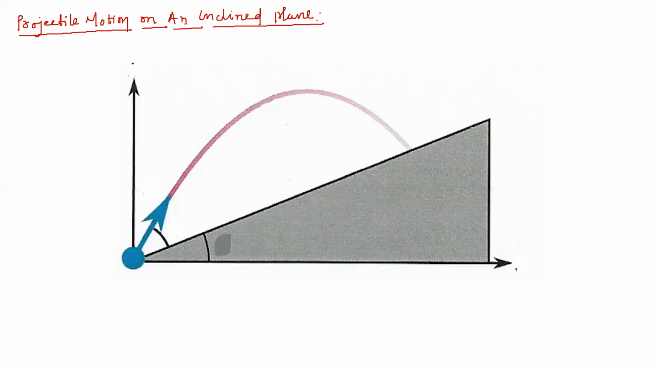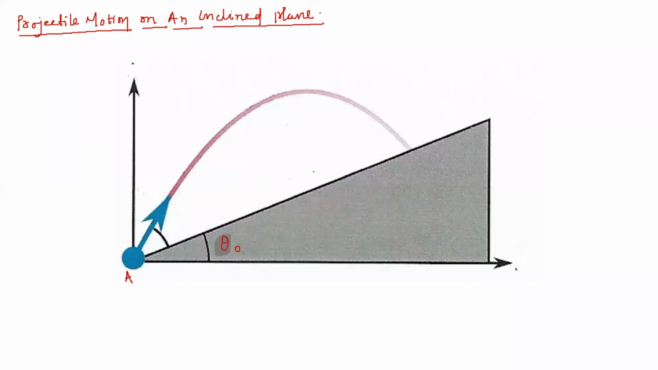Students, let's consider a plane inclined at an angle. This is a plane inclined at an angle, let theta naught with the horizontal. Let a projectile be projected from the foot of the inclined plane. Let this point be A.